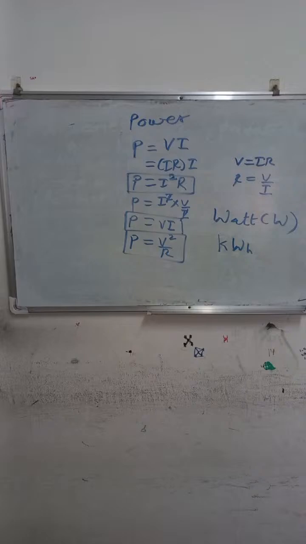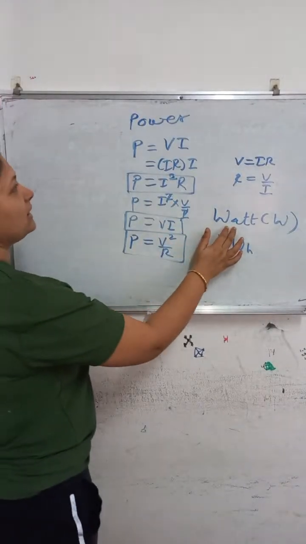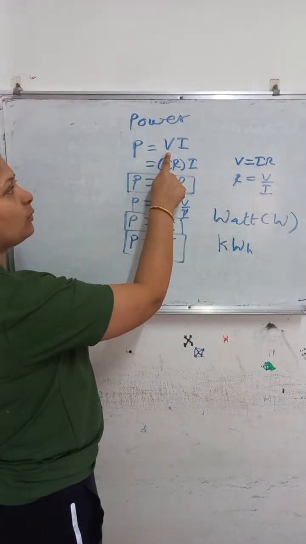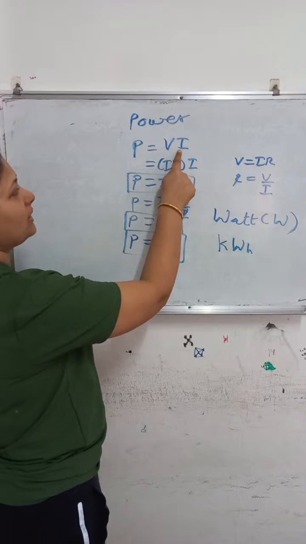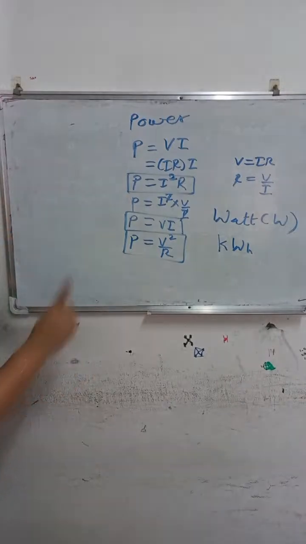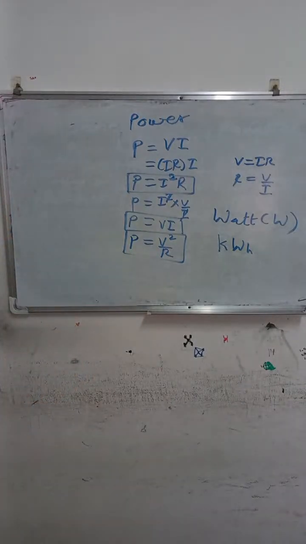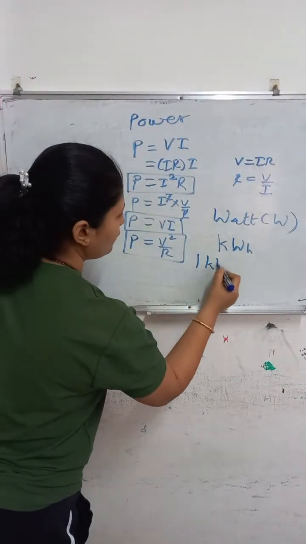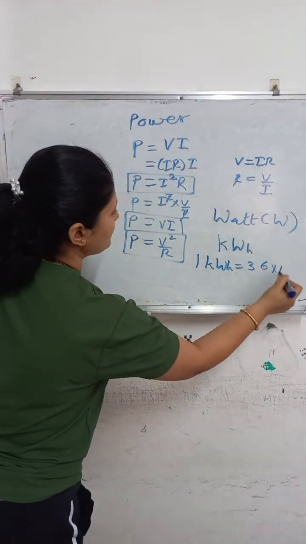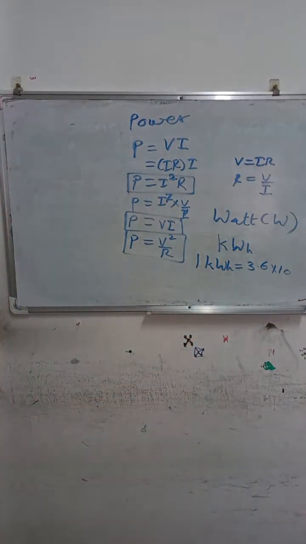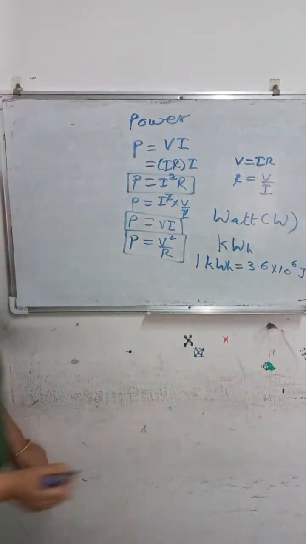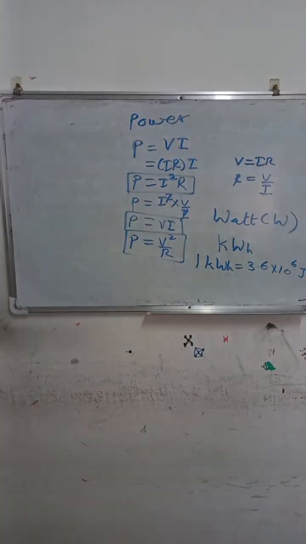When can we say that 1 watt of power is generated? Whenever 1 volt of voltage and 1 ampere of current is flowing through the circuit, in that case 1 watt of power is generated in that circuit. Always remember, 1 kilowatt hour is 3.6 into 10 raised to 6 joule of energy. Okay, getting up to here? Everyone getting it? Just take a screenshot of this and revise.